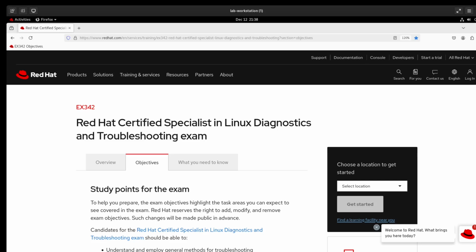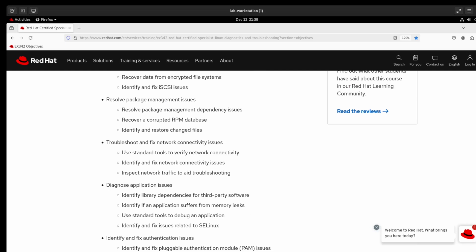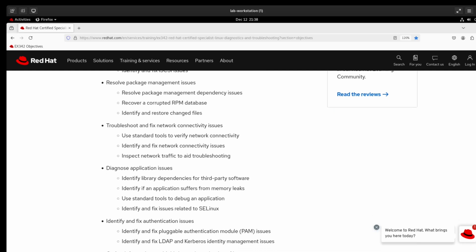So moving into the objective, we're going to start looking at the diagnose application issues. And the first objective here is identify library dependencies for third-party software. Now, I'm not a software developer, so how I describe this is probably not going to be terribly accurate and probably will be quite simplistic. So if you are a programmer or a dev out there and you don't like how I explain libraries, feel free to put in the comments of the video how libraries should be explained. I'm sure people would love to hear it, or love to read it rather.